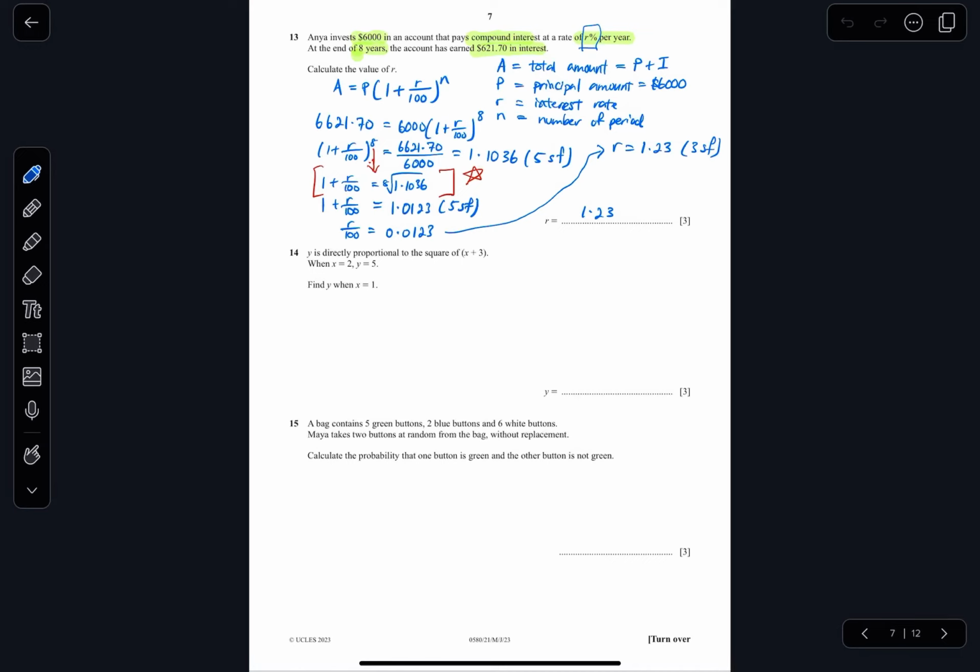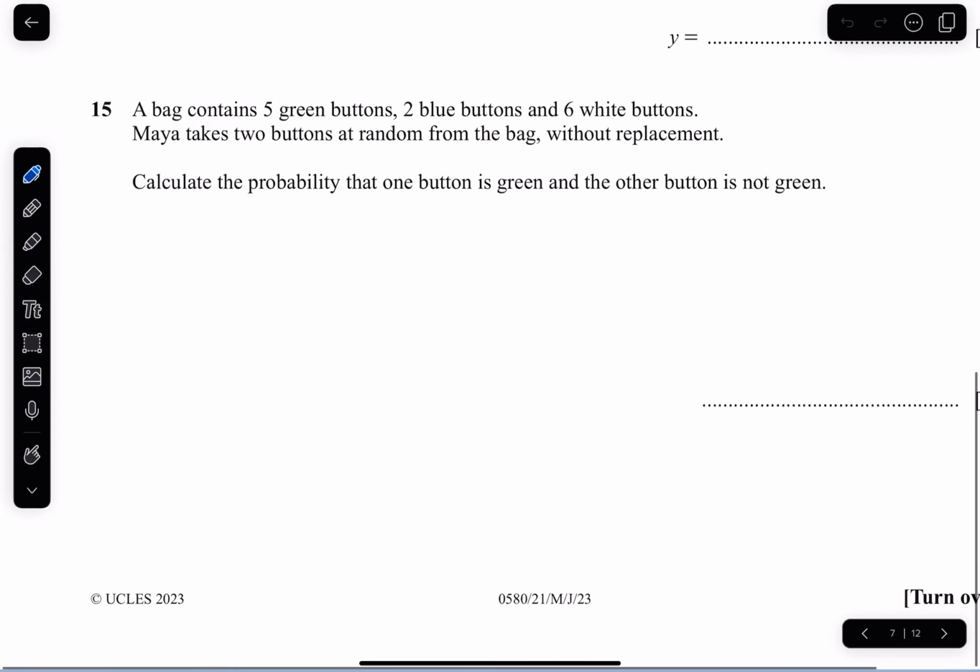Alright, I'll be going through another question, and this question is on probability. This is question 15 of the May-June paper 0580-2023. Okay, let's look at question number 15.